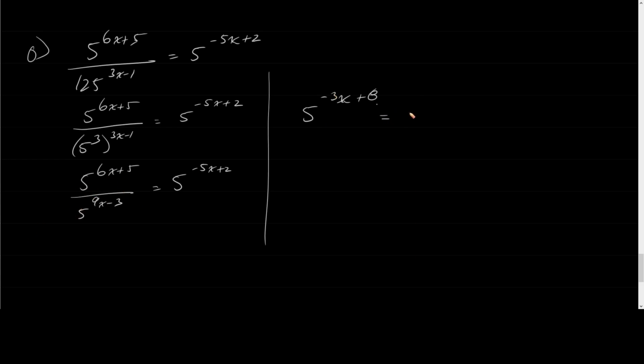All right. And this is equal to 5 to the negative 5x plus 2, telling me that negative 3x plus 8 is equal to negative 5x plus 2. Putting all the x's on the same side, I get 2x is equal to negative 3, right? So I added 5 to both sides, subtracted 8 from both sides. Therefore, x is equal to negative 3/2.